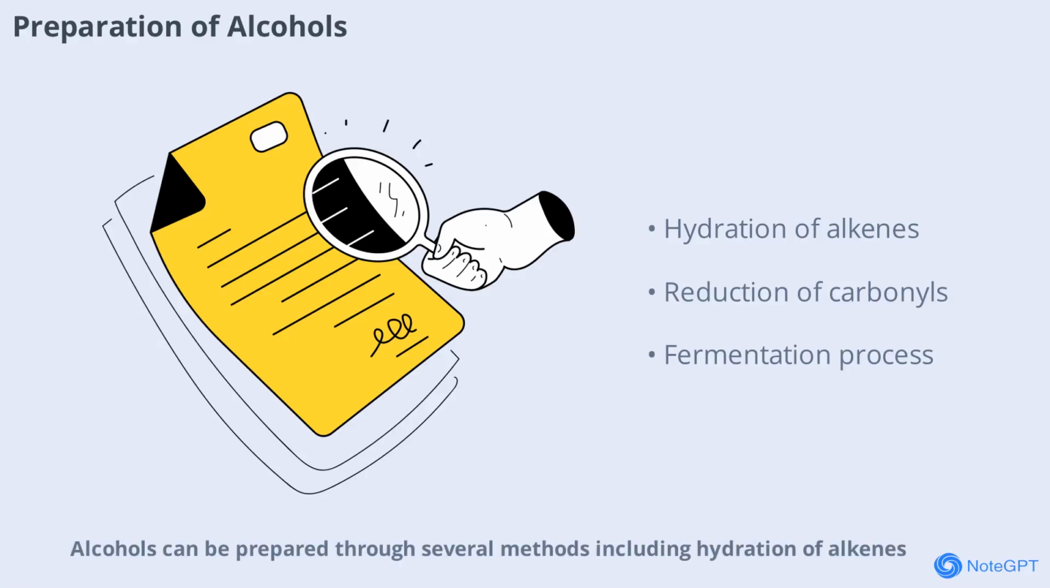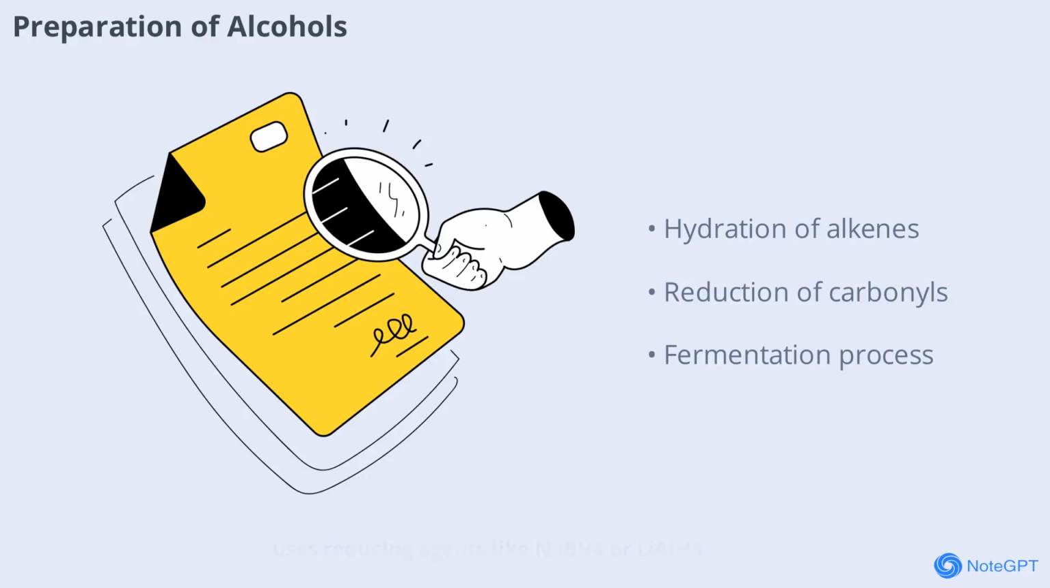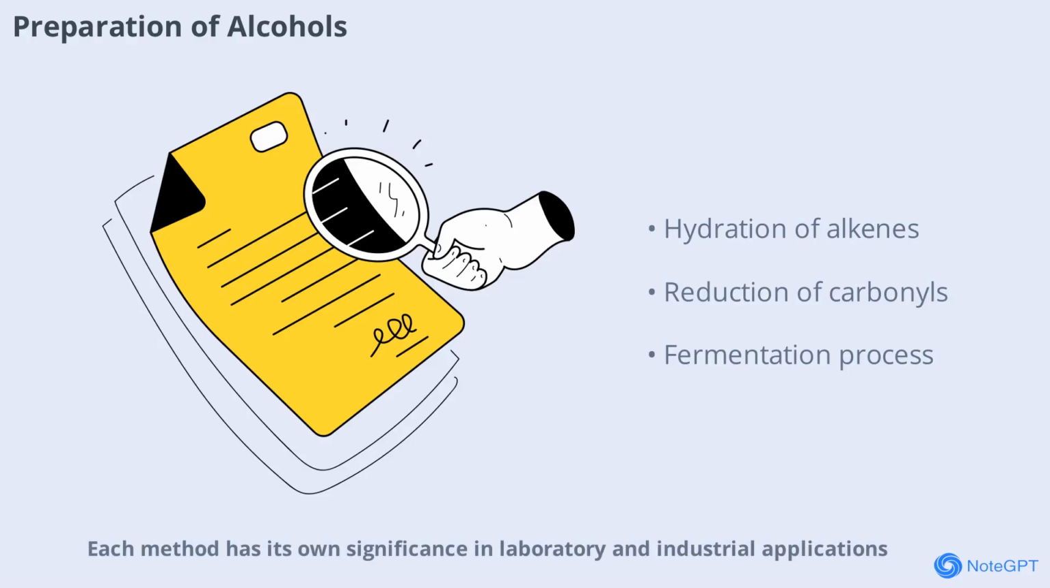Alcohols can be prepared through several methods, including hydration of alkenes, reduction of carbonyl compounds, and fermentation of sugars. Hydration of alkenes involves adding water across a double bond, while reduction of aldehydes and ketones uses reducing agents like NaBH4 or LiAlH4. Fermentation is a biological process where sugars are converted to ethanol and carbon dioxide by yeast. Each method has its own significance in laboratory and industrial applications.